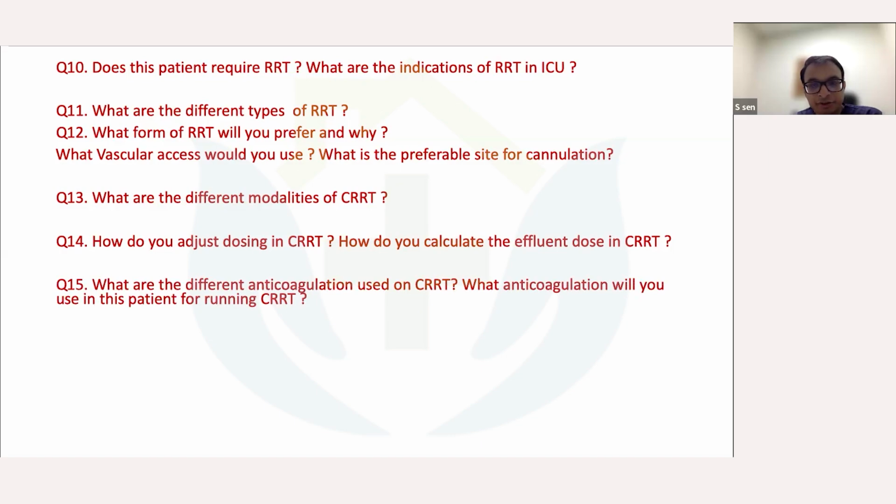What are the different anticoagulation options used in CRRT? What anticoagulation will you use for this patient for running CRRT? So we can use a heparin drip in the CRRT or regional anticoagulation, which is citrate. What anticoagulation will you use for this patient?